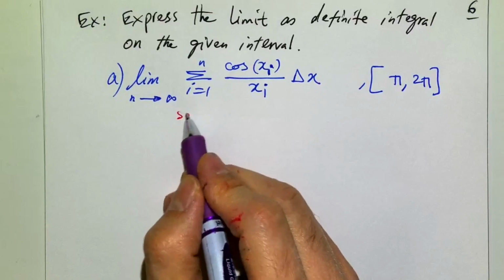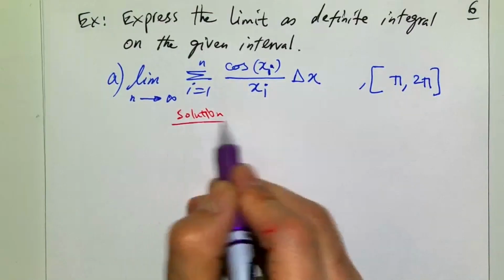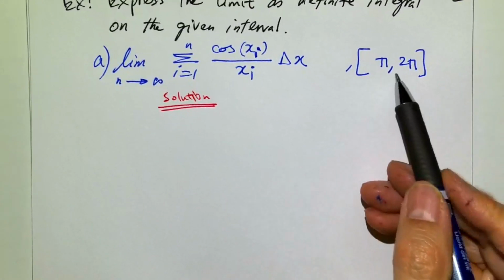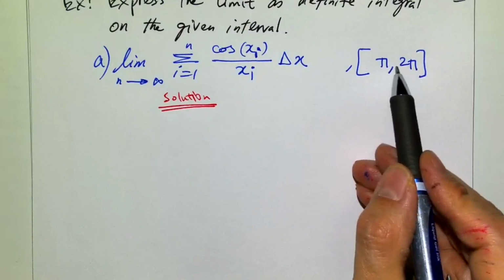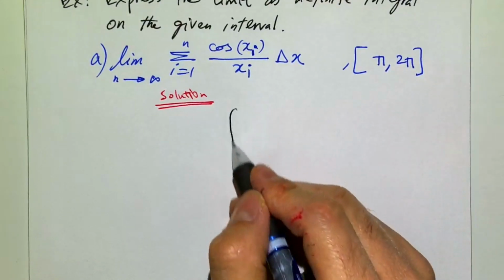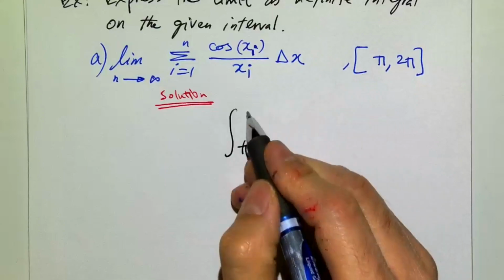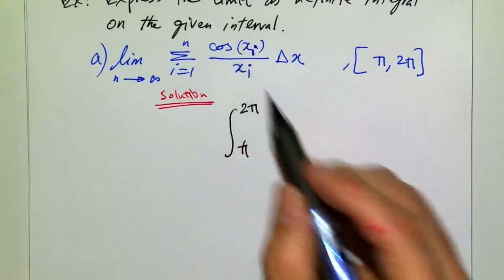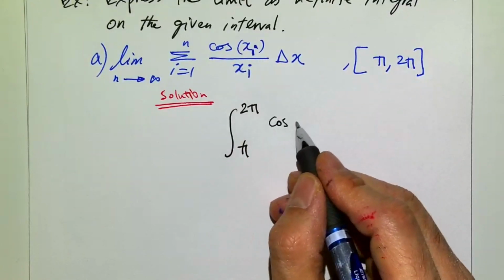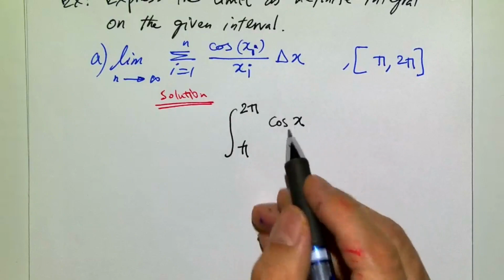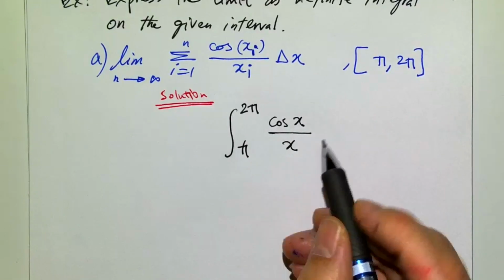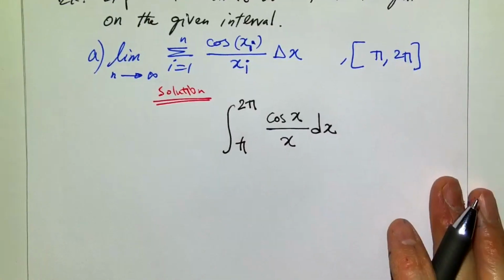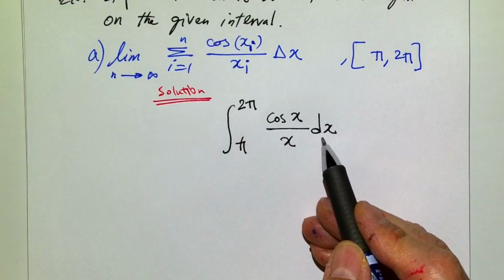Okay, so the solution of that is easy. These are the upper and the lower limits of the definite integral, so it would be the definite integral going from pi to 2 pi. We know what our function is; it's in front of us: cosine of x, no longer x sub i, but just cosine of x over x. Instead of delta x, we have dx. So now, when you calculate the definite integral, you know what dx represents.